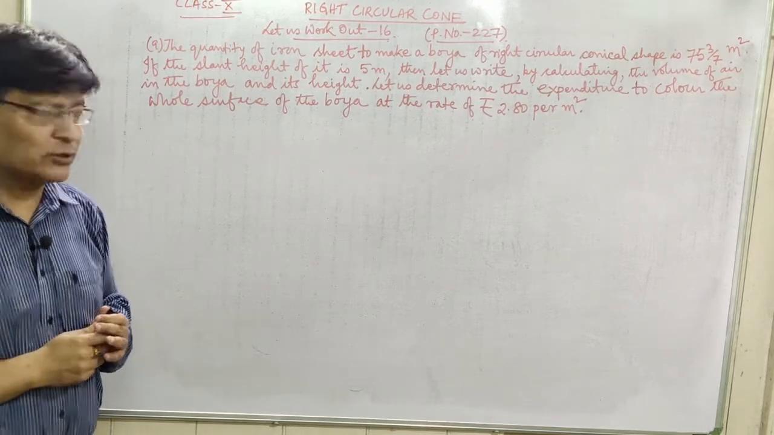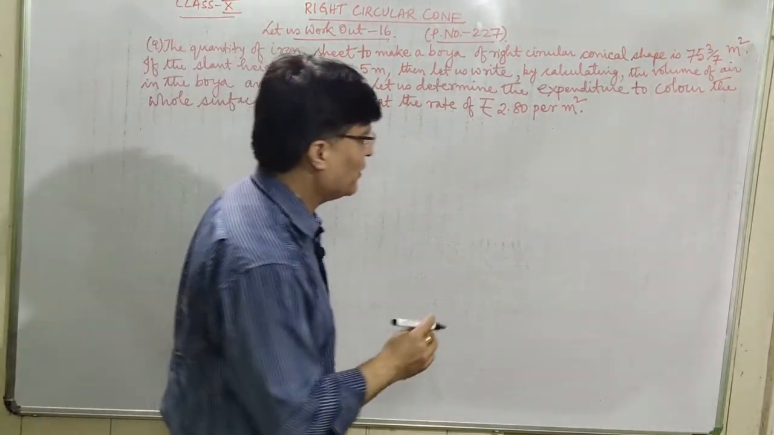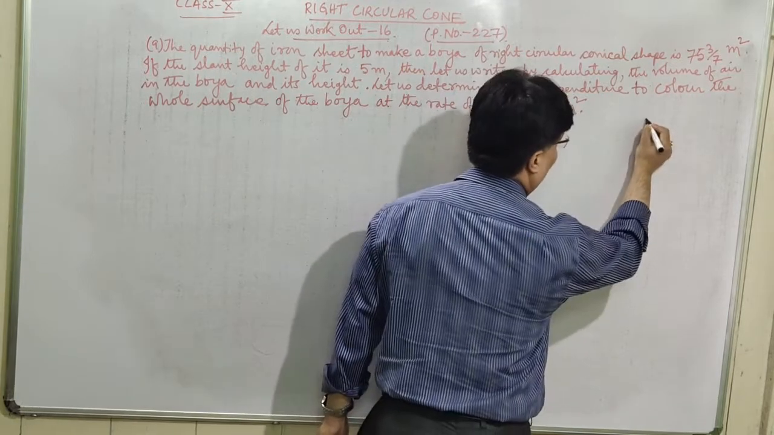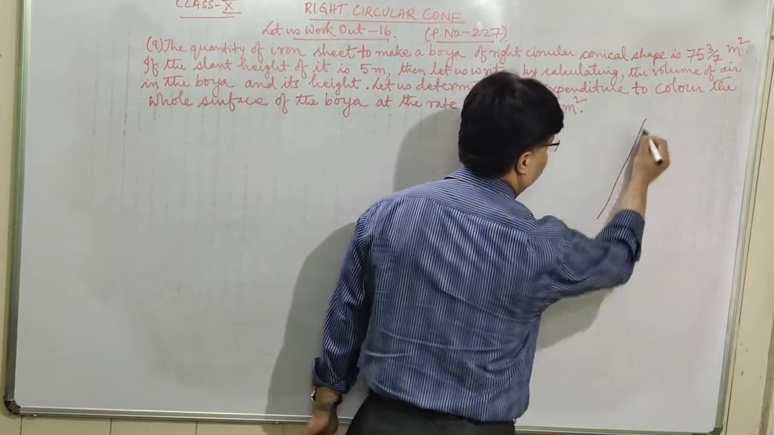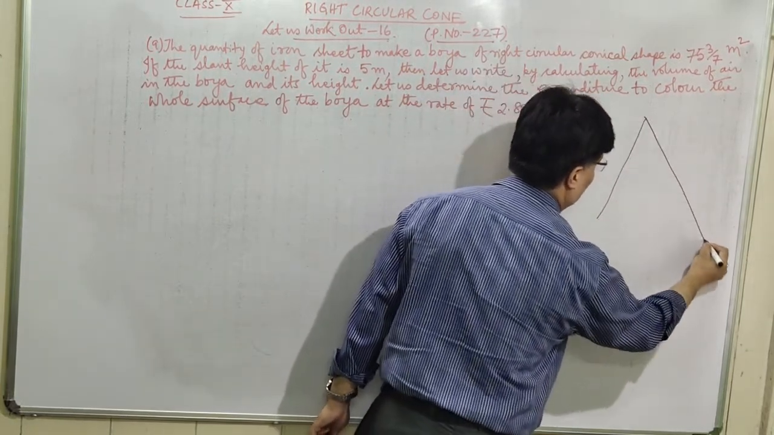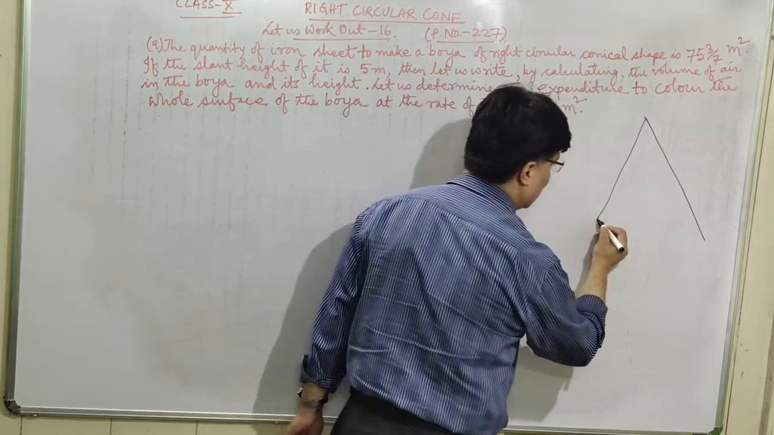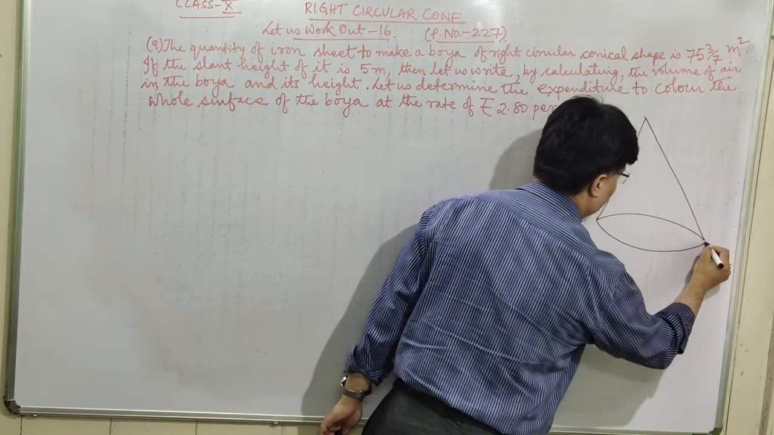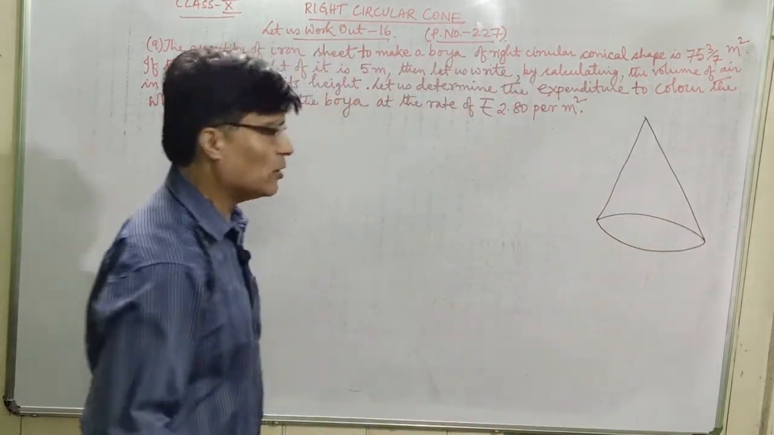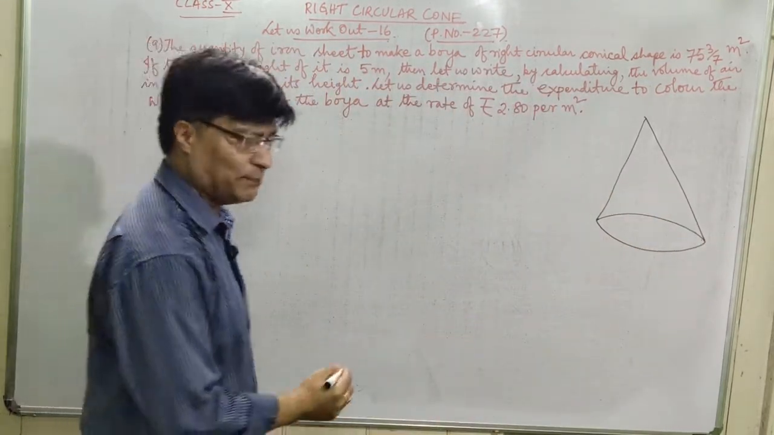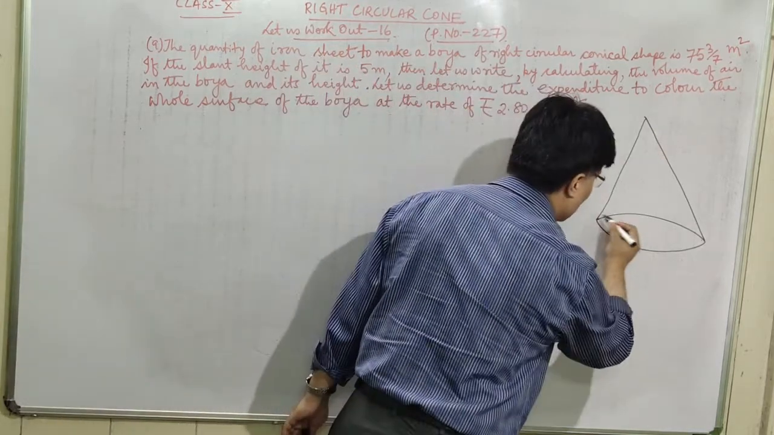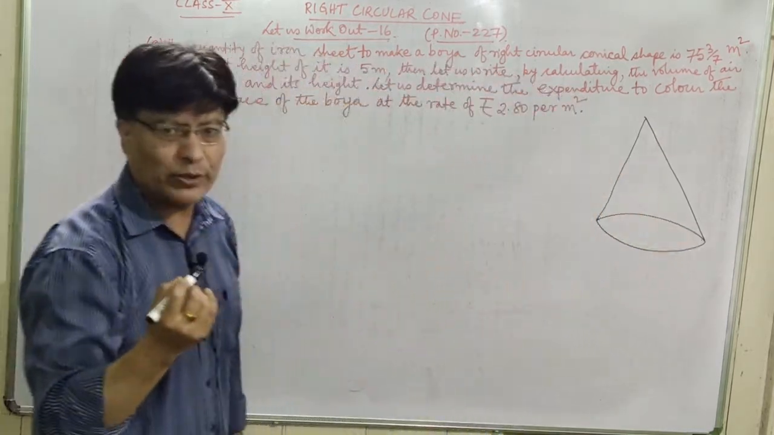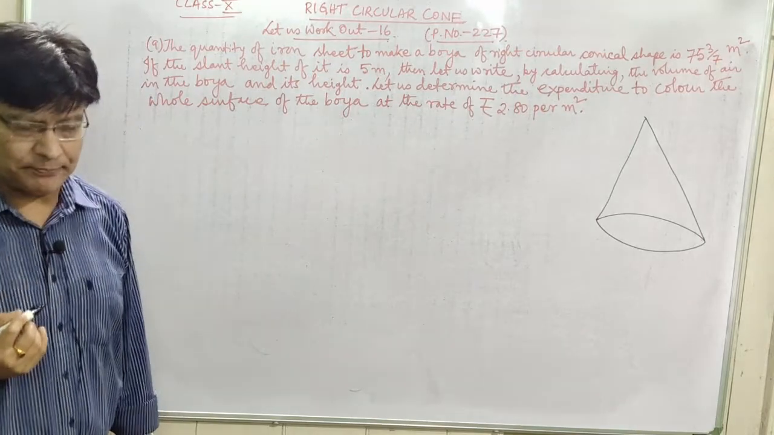So I think you have understood the question. So let us draw the figure of cone here, right circular conical shape. So this is a right circular conical shape. Okay. So this is a right circular conical shape boya which is made up of iron sheet.